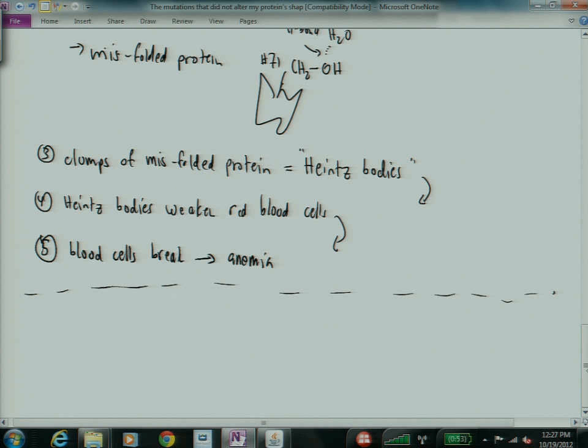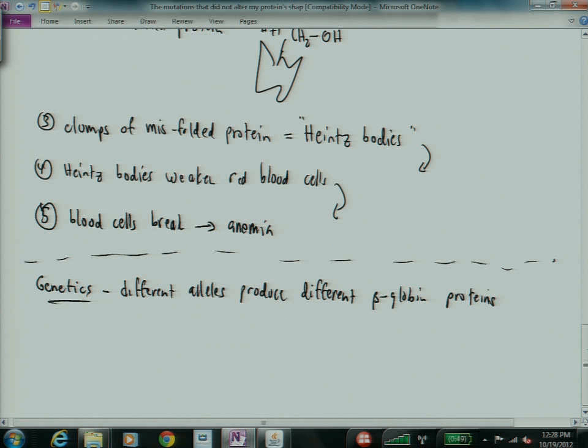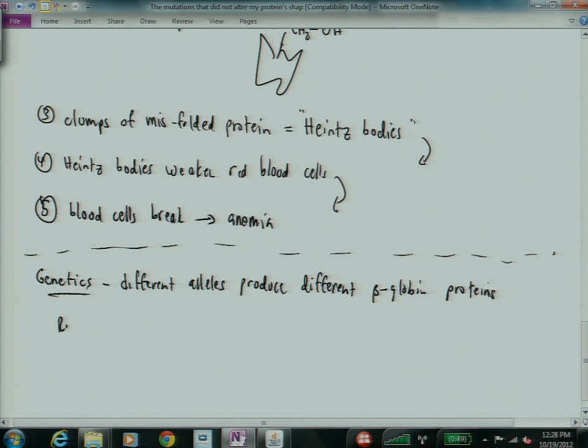Let's do a little bit of genetics, because this is an inherited disease. Basically, different alleles produce different beta globin proteins. And there are some rules. And of course, there are some exceptions, because this is biology. But these rules will get you a long way.